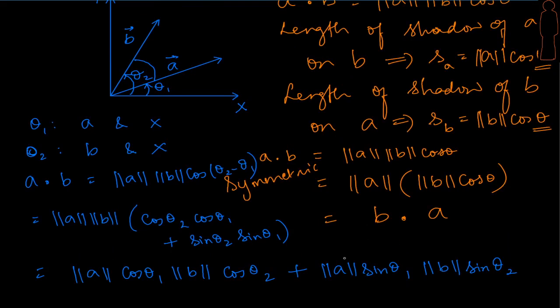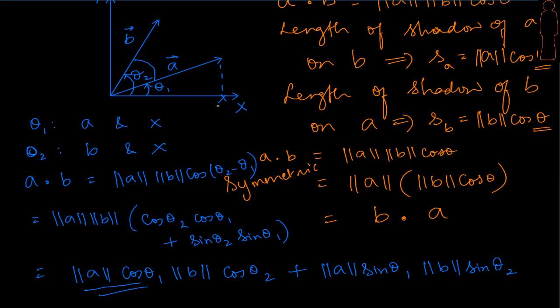Now let's look at this and ask ourselves, what does this represent in this diagram? I am interested in magnitude of A times cos theta 1. I have the A vector. This is the magnitude of A, the length of A. Cos theta 1 must be adjacent by hypotenuse. So let me drop a perpendicular here. This is the part that we are looking at. It's essentially the length of the shadow of A.